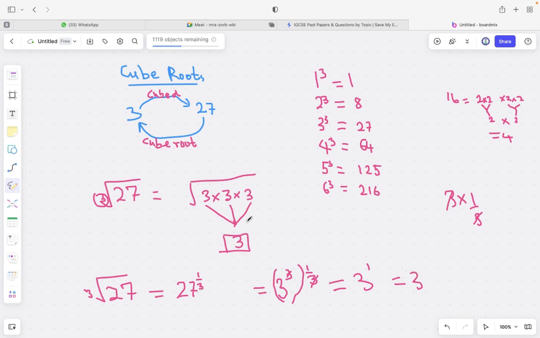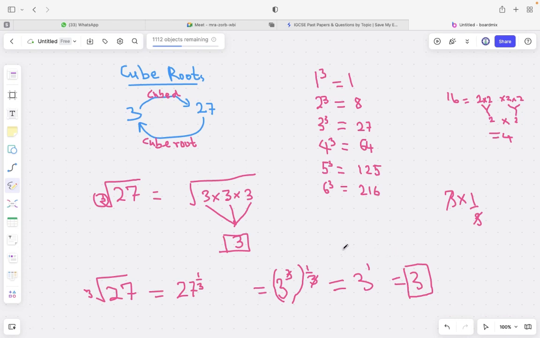If you use the prime factorization method, you still get the root as 3. So whichever method we use, we still get the cube root of 27 to be 3. Is that okay? Now let's take a look at some problems.